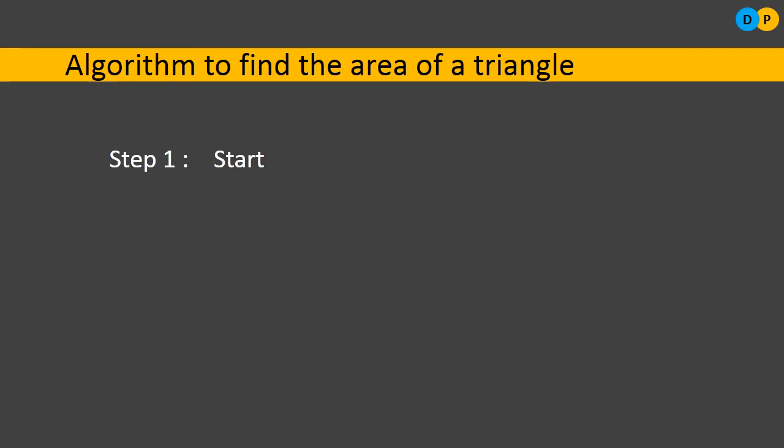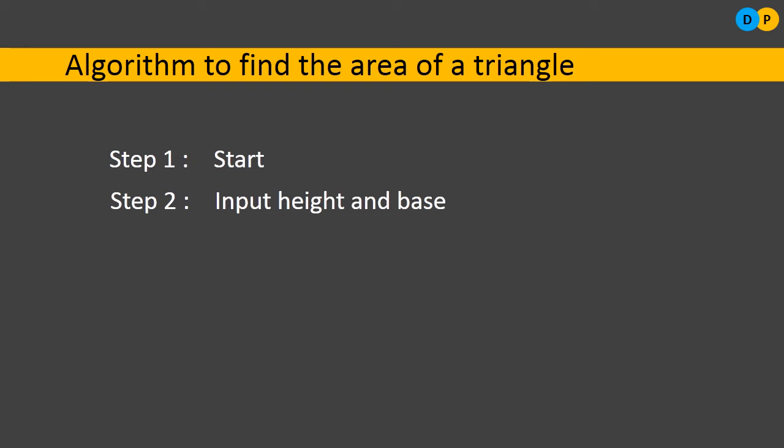Next, second step, step 2. In order to find the area of a triangle, what do we need? We have to consider the height and base of the triangle. Nothing but we should ask the user what the height is and what the base is. So we need to input the data. That's why the second step is input height and base.